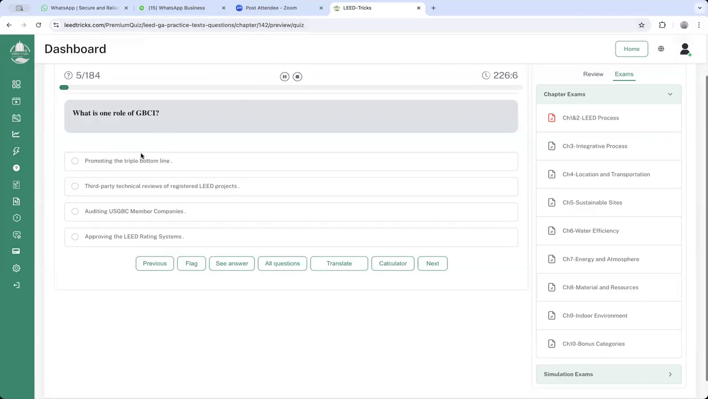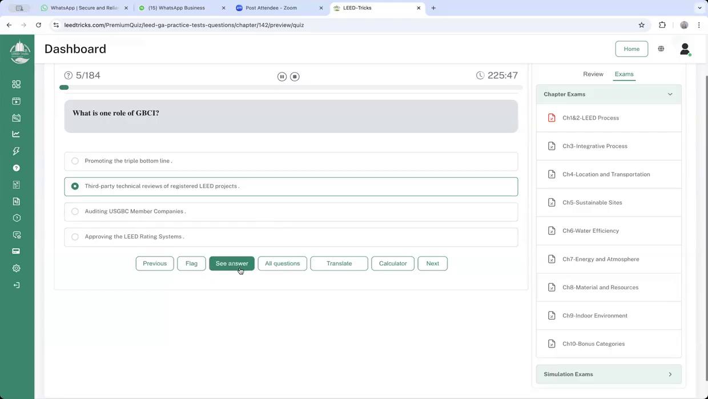So, third-party technical review of LEED projects. Engineer, any other answer? Or promoting the triple bottom line? Okay, let's see the answer.